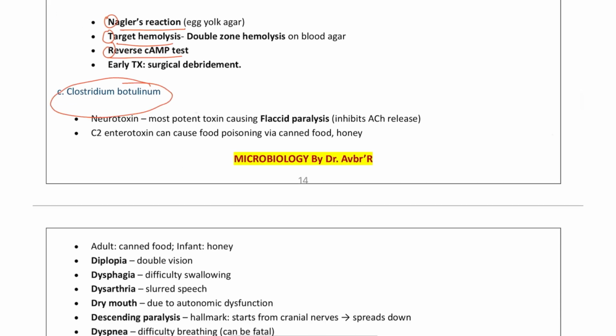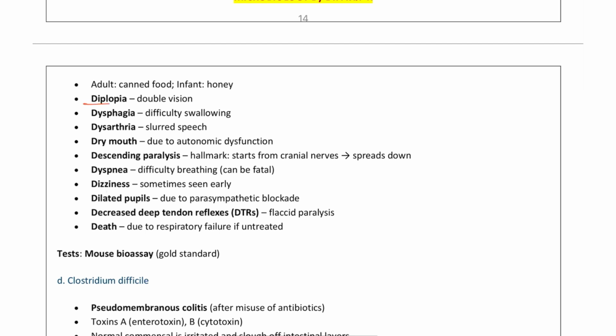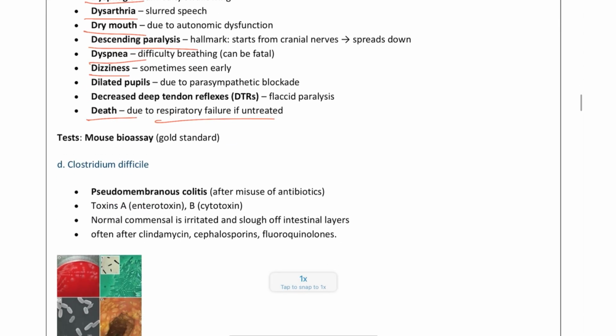Clostridium botulinum, this is flaccid paralysis, the complete opposite to tetanus. There it is GABA and glycine, here it is acetylcholine inhibition. The patient will have diplopia, dysphagia, dysarthria, dry mouth, descending paralysis, dyspnea. All these D symptoms will be seen. Even death can occur if it is respiratory failure.